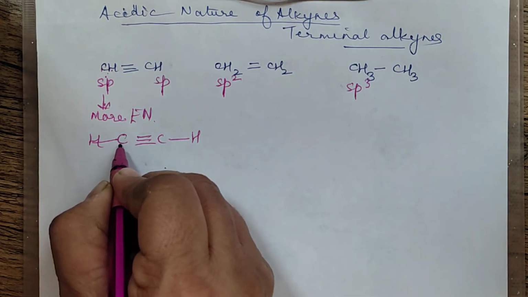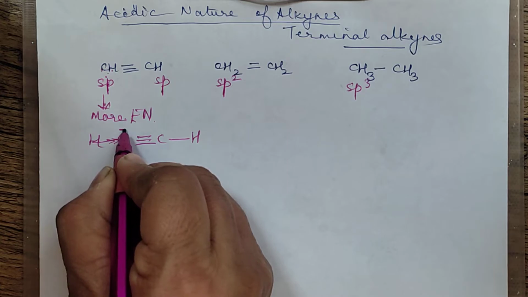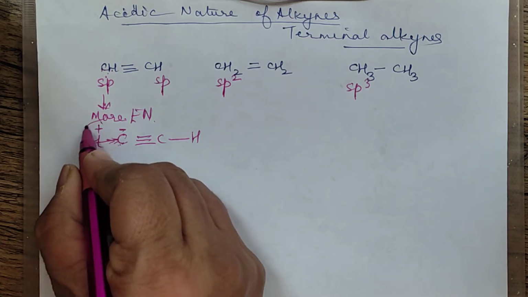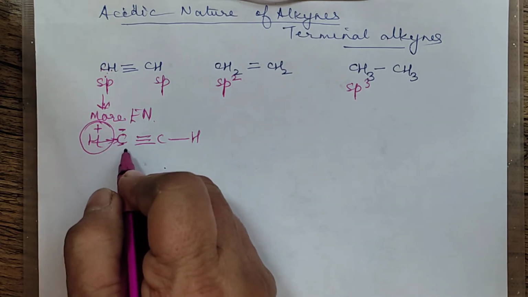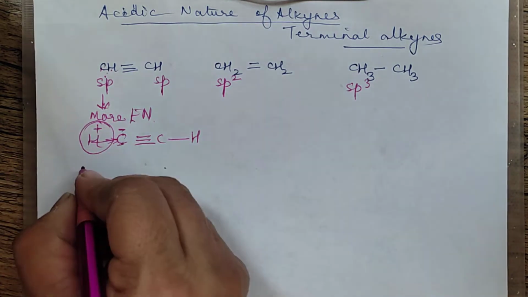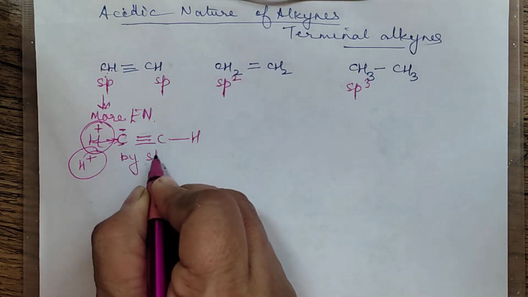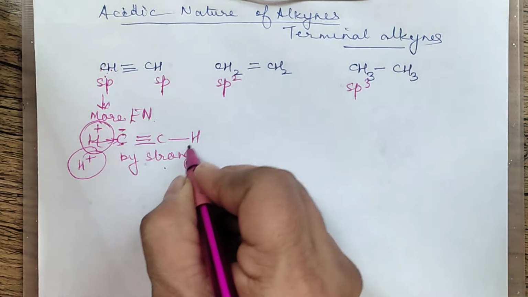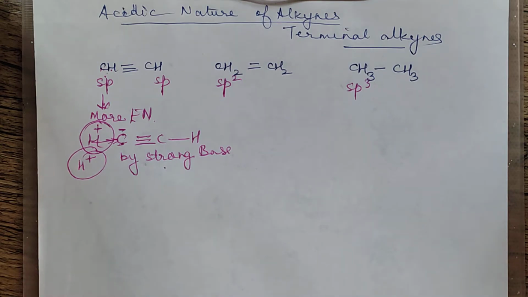it is more electronegative. So what will it do? It is going to pull electrons toward itself. As a result, this will get more negative, and H will be less tightly held by the carbon. H being less tightly held means it can be removed easily as a proton by a strong base. If this reacts with some strong base, this H can be replaced very easily by the base as a proton.